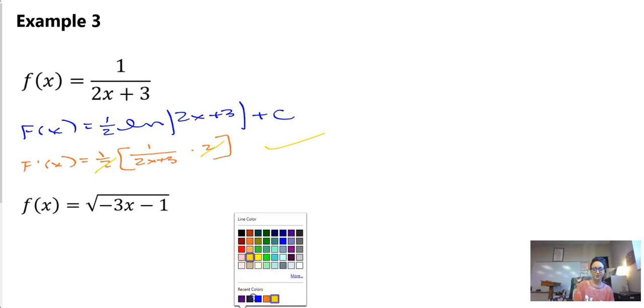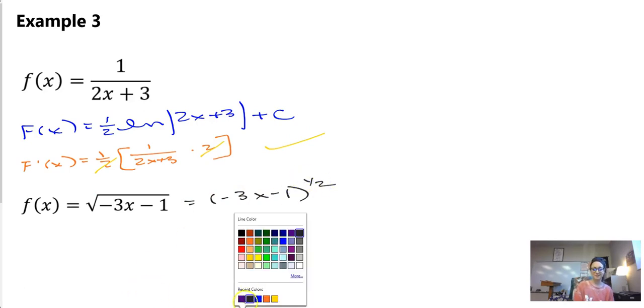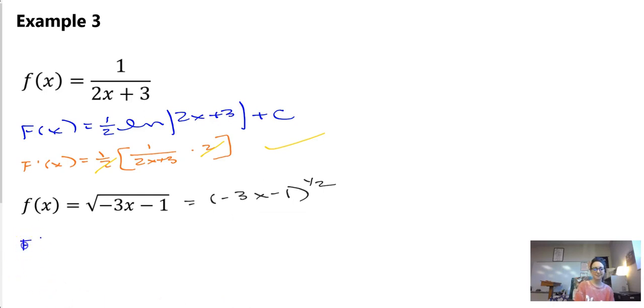Okay, for this next one, what do we need to do first? We need to rewrite, right? Like so, okay? Now that is not the antiderivative, that is just a rewrite. So now we're going to antiderive. Is the inside linear? It is. So this way I can go kind of an anti-chain rule, right? Antiderive the outer, divide by the derivative of the inner.